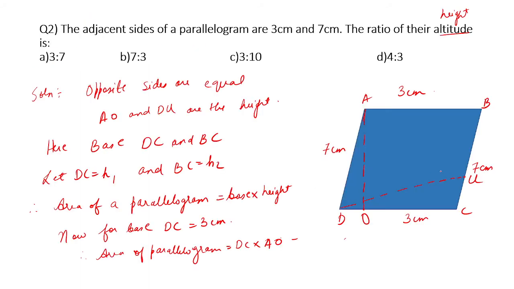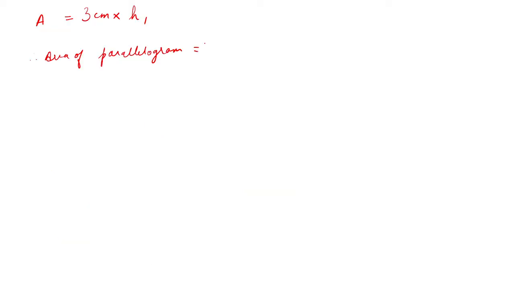So what is the base over here? I'm going to consider this BC as the base. So I'm considering BC into DU. Now what is BC equal to? 7 centimeter into what is DU? H2. Therefore, the area of a parallelogram are both going to be same, right?